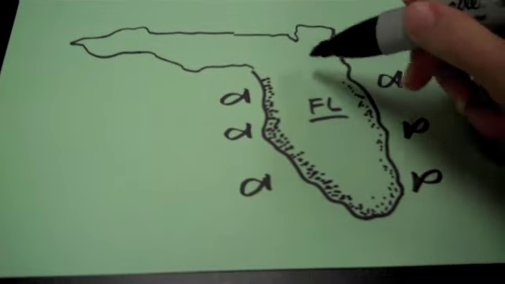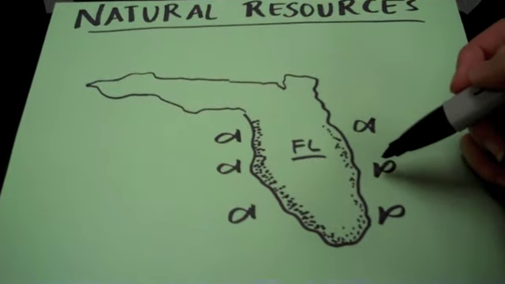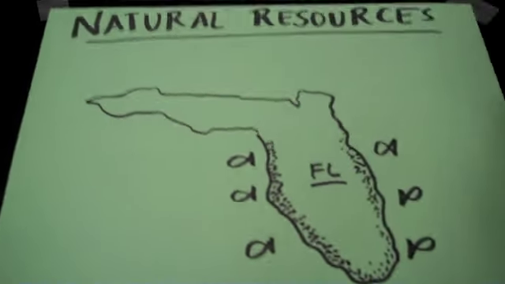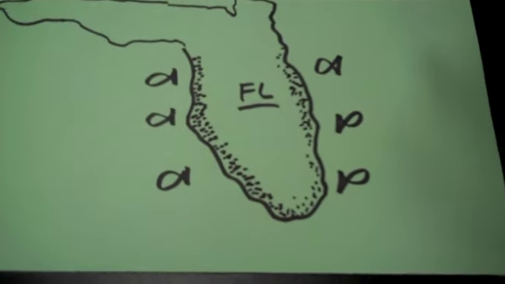So that's something that people in Central Florida don't really have. They don't have fishing as much. Now they can still get fish from the coast, but it's going to be the freshest for those people who live right along the coast. So that's how natural resources might affect where people live and what jobs they have.